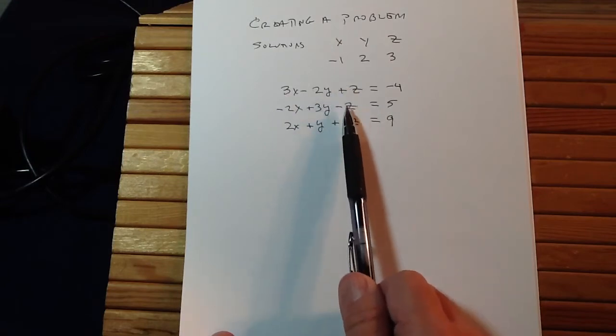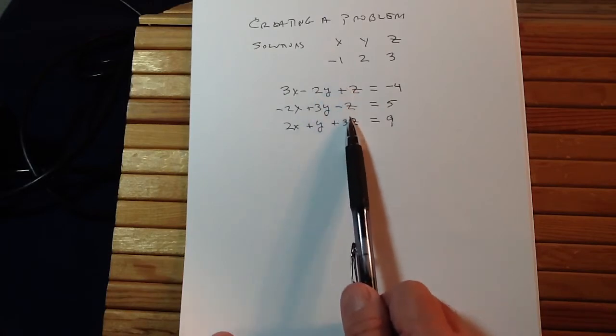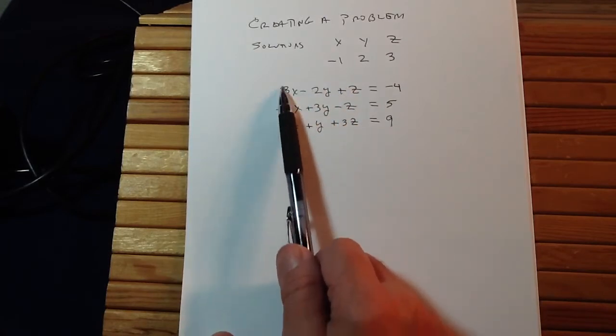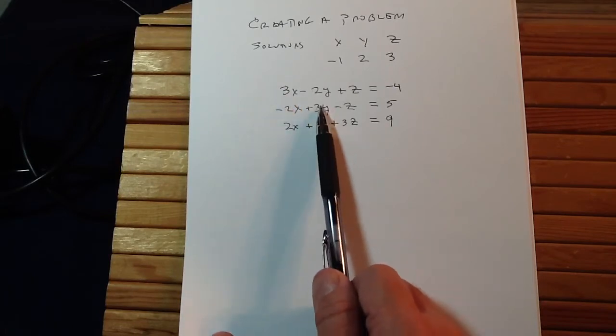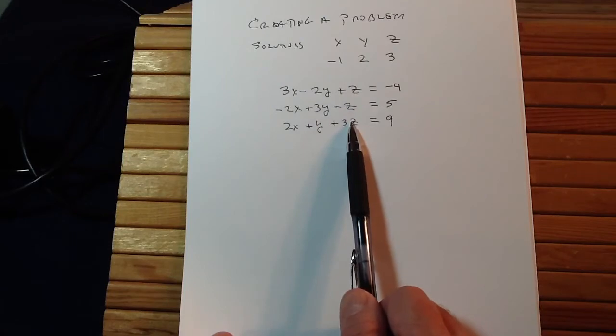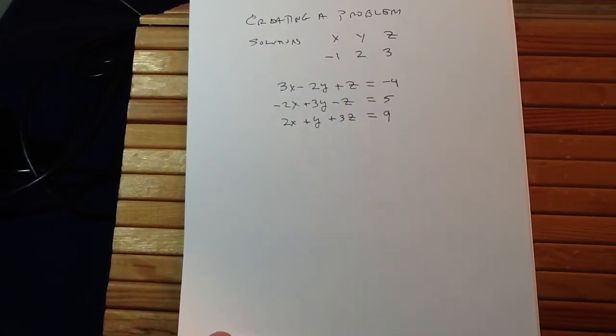You've got a plus 1 z, minus 1, and 3z. So you can easily make two of these zeros. You've got a similar thing here. You can do that. I probably wouldn't use this one because 2 and 3 are not multiples of each other. I would use the z column to get started. In fact, why don't you just do that? We'll work that out quickly and just see what you get.